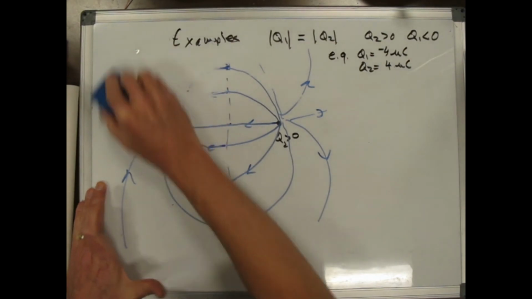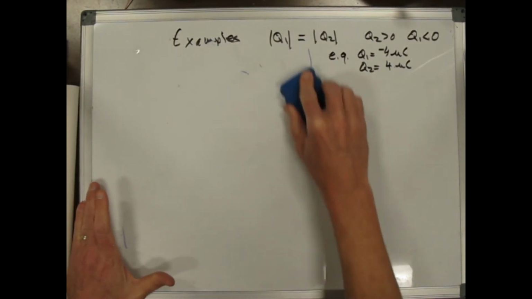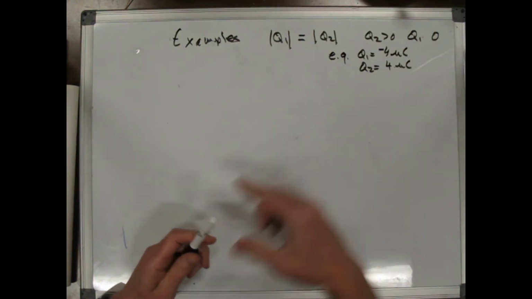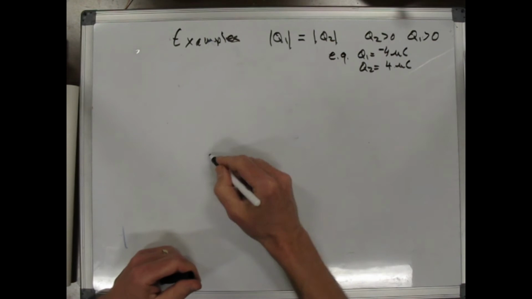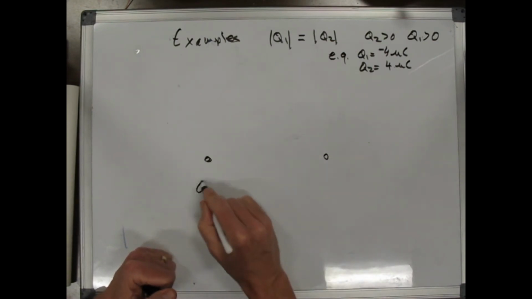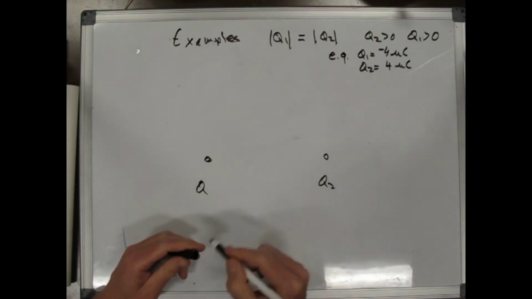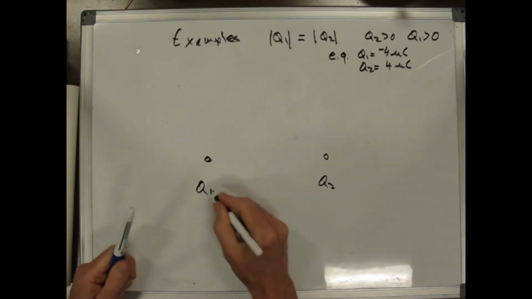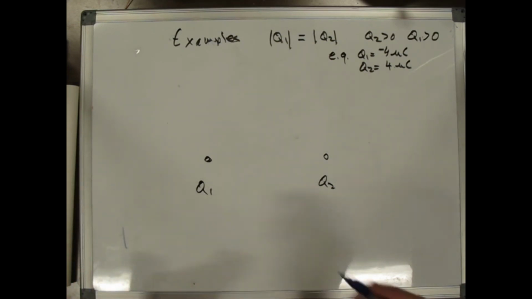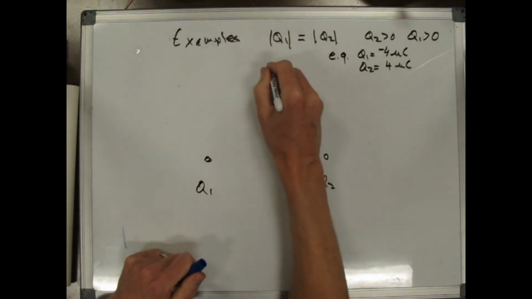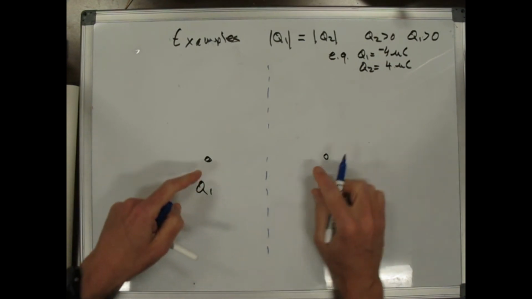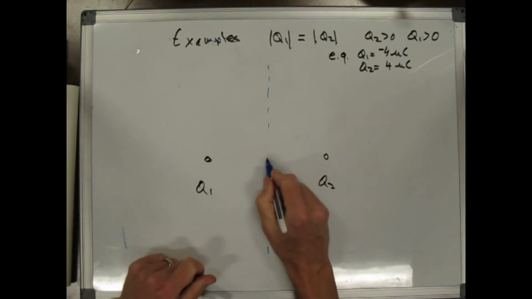You could do a similar thing with two equal positive charges. Suppose instead of this drawing, I do this one. I say Q1 and Q2 both greater than 0, and now I draw them here. Here's Q1, and here's Q2. Now, since they have the same magnitude, the field halfway between them is 0.